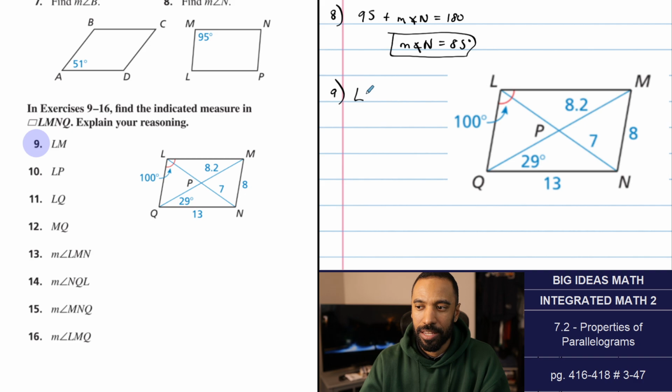Number 9, we got to find the length of LM. LM is opposite the length of QN. It might be worth marking up that these are congruent to each other there, now that I have this diagram, and that is going to be 13. They're same length.